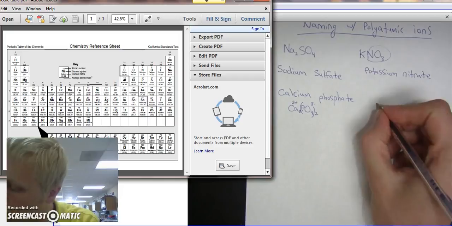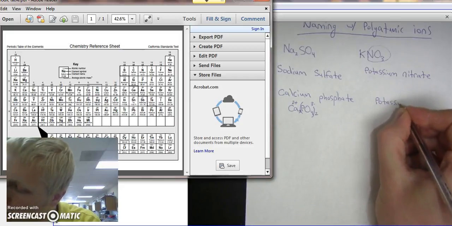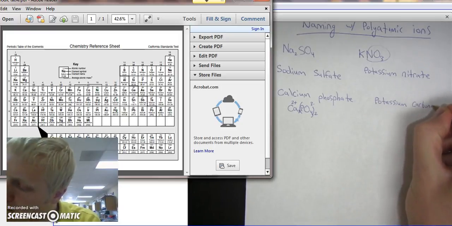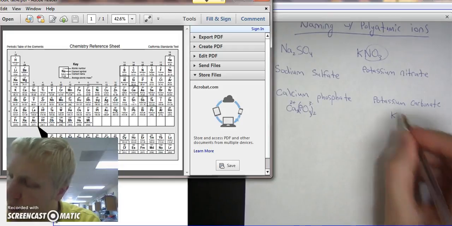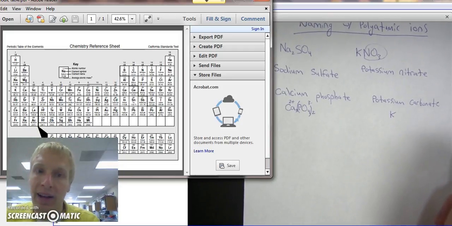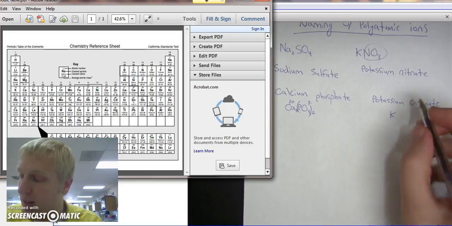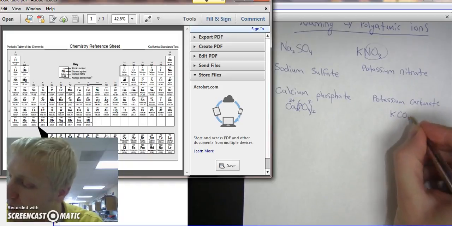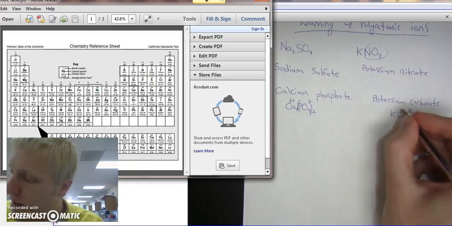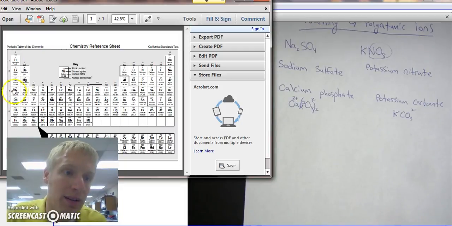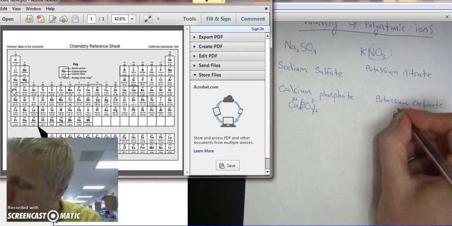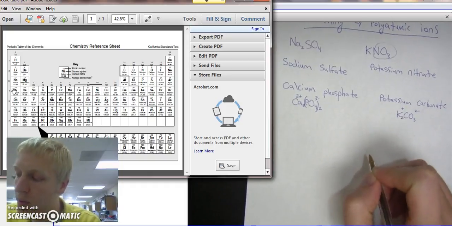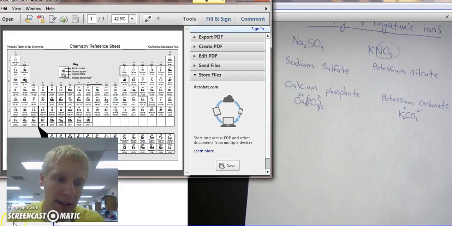Doing another example, why don't we do potassium carbonate. So in this case, potassium we know is K. Carbonate, we look at our polyatomic ion chart and we know it's CO3 with a 2- charge. Or, better yet, we have it memorized and we know it's a CO3 with a 2- charge. And we know potassium, it's in column 1, so therefore it's +1. And we crisscross it, K2CO3 would be potassium carbonate.